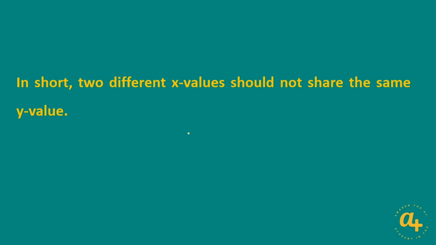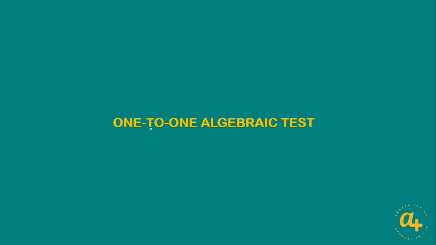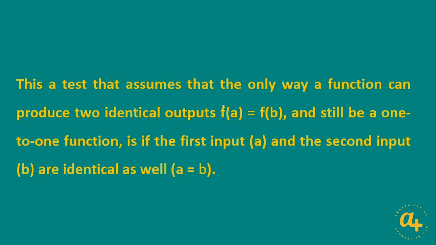Now, in order for us to prove that a function is one-to-one, we use the one-to-one algebraic test to prove that the function is one-to-one. So what then is the one-to-one algebraic test? Well, this is a test that assumes that the only way a function can produce two identical outputs and still be a one-to-one function is if the first input A and the second input B are identical as well.